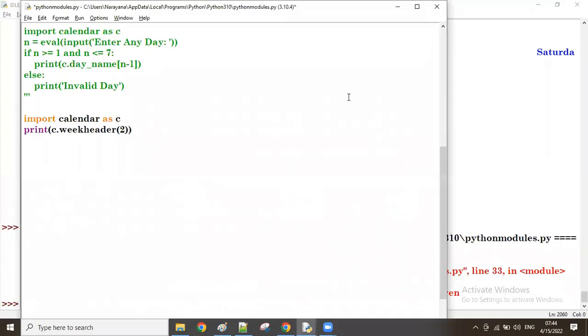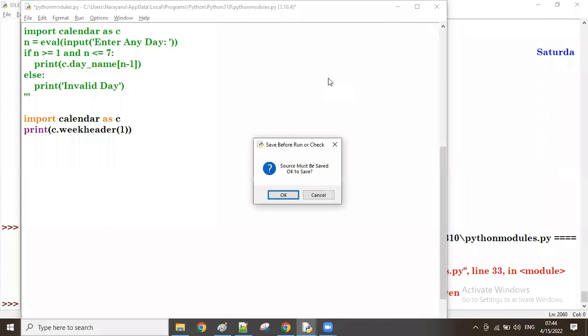If I take the 2, so what does 2 mean? From Monday, it takes only MO, 2 characters. Tuesday, 2 characters. It takes 2 characters from every week. If I give that 2, Monday, first 2 characters. Tuesday, first 2 characters. If I take the 1 for Monday, only the first character, header like this.